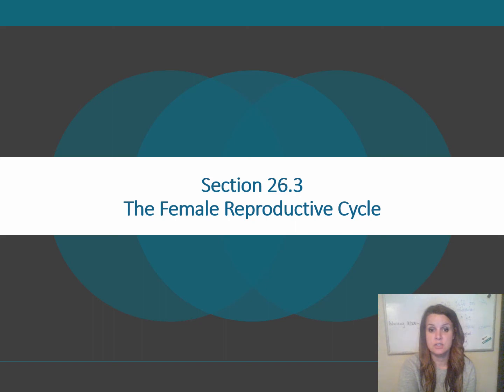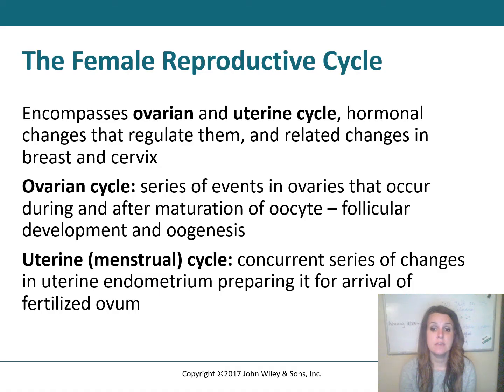Now let's move on to the female reproductive cycle. The female reproductive cycle is quite complicated. I'm going to try to simplify it for you, but there's a lot to know. I want to point out that it encompasses both the ovarian and the uterine cycle, and all the hormones that regulate them and regulate the changes in the breast and the cervix.